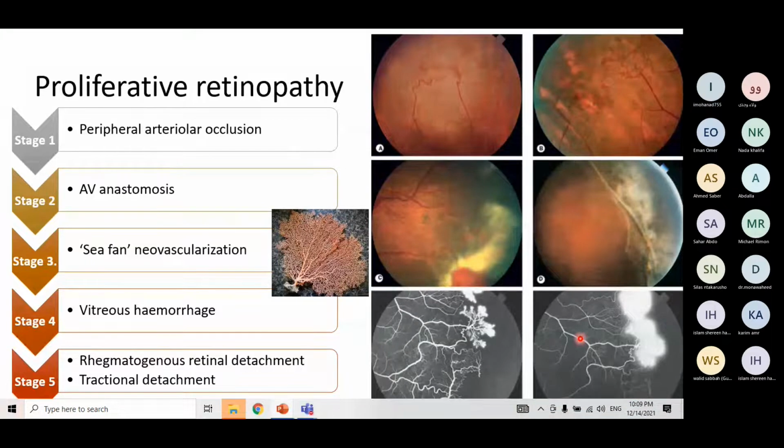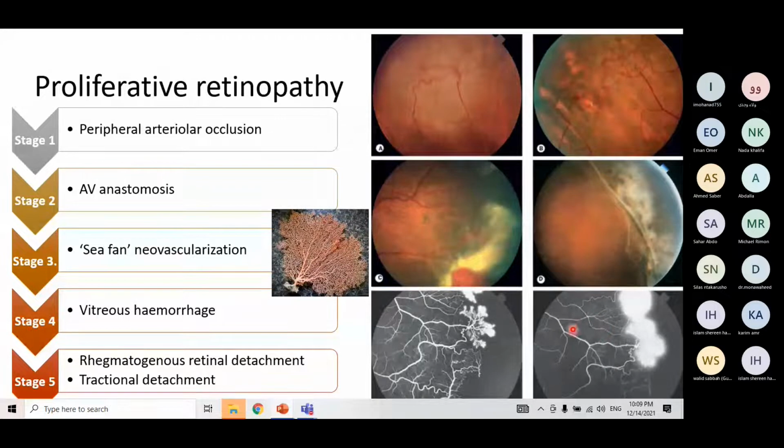Proliferative disease goes through stages from 1 to 5. Starting, the most important thing is what we call the sea-fan neovascularization. They look like this, very similar to a sea fan, and they may progress to vitreous hemorrhage and tractional or rhegmatogenous retinal detachment.